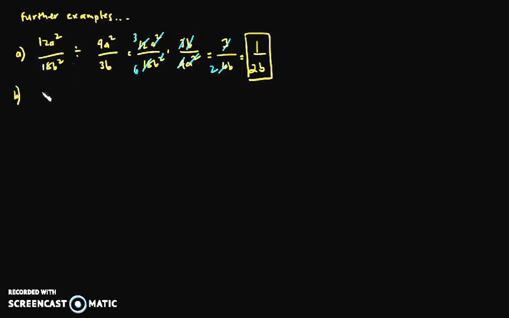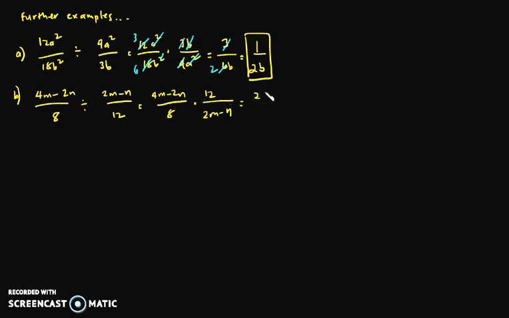Okay, so for letter B, I have here 4m minus 2n over 8 divided by 2m minus n all over 12. Okay, so rewriting these expressions, multiplied by 12 over 2m minus n. You can factor out the numerator here, the common factor is 2. So that gives me 2m minus n over 8 times 12 over 2m minus n. So, okay, can cancel now 2m minus n.